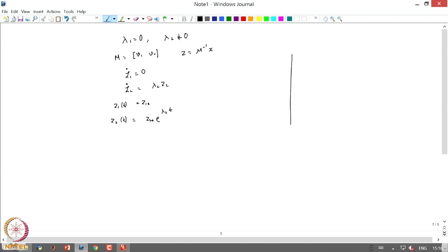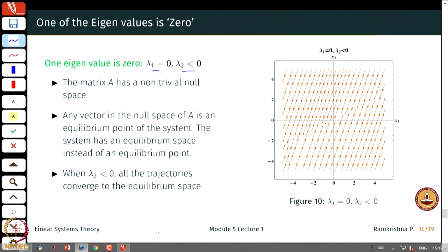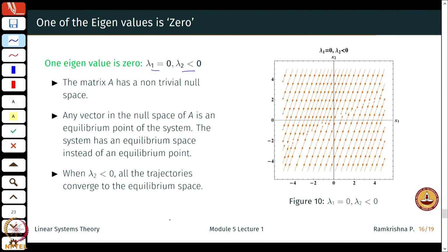So, if I were just to plot z1 and z2, say for initial condition over here, z1 would just be here, and if lambda 2 is less than 0, the trajectories would just behave this way. Say if this is the initial condition of z1, then the trajectories will be here. If this is the initial condition, the trajectories will go this way for all lambda 2 which is less than 0. Okay, so what does that mean, right?